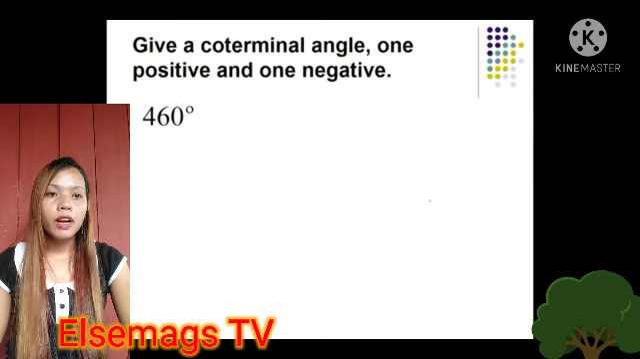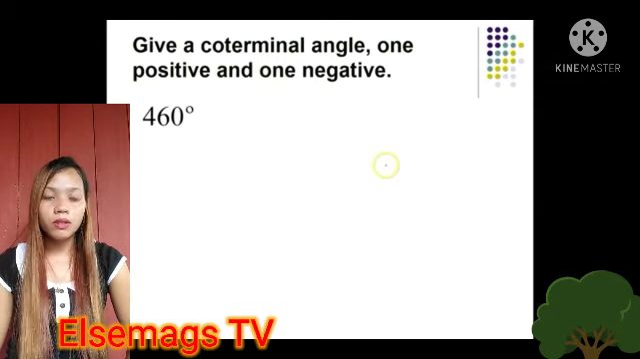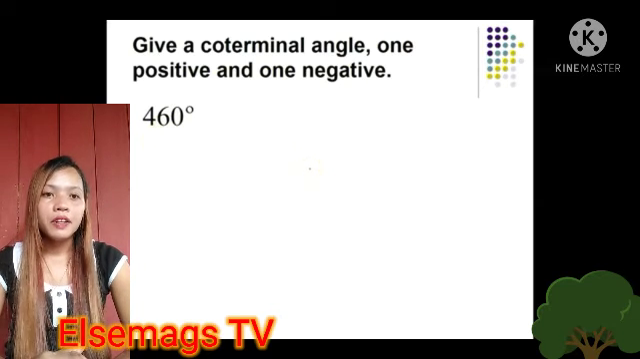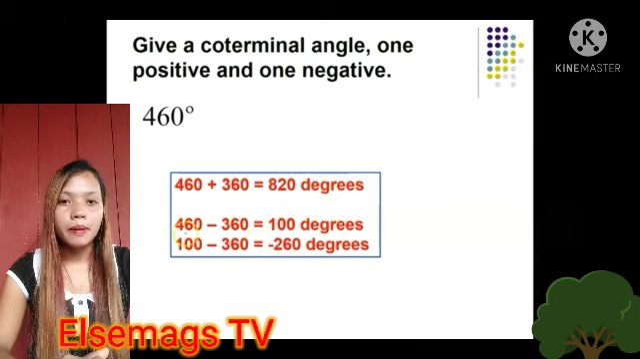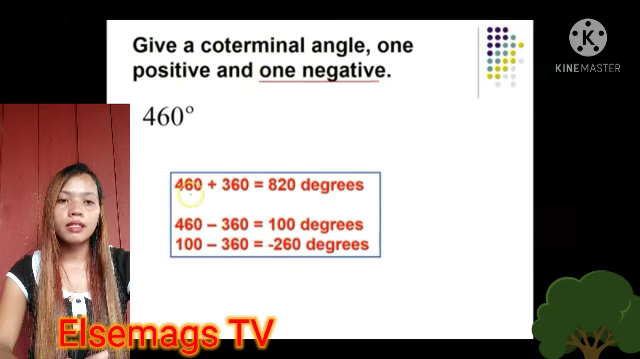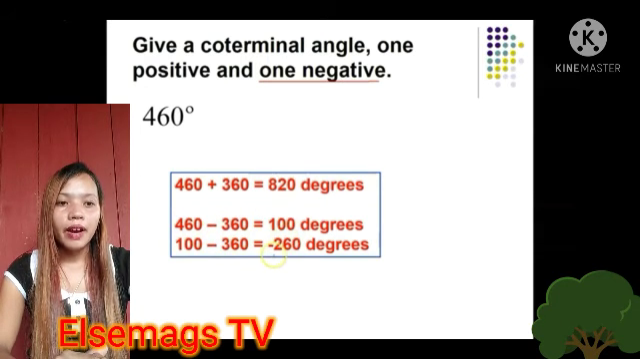How about 460 degrees? Now we need one positive and one negative. If we subtract 360 from 460, it gives 100, so it's not negative. So we subtract again, and then we can get the negative side. So remember, we are going to find one negative and one positive. Therefore, we have 460 plus 360 equals 820 degrees, which is positive, and for negative, we're going to subtract until we can find the negative angle.